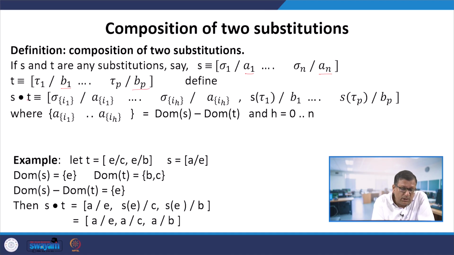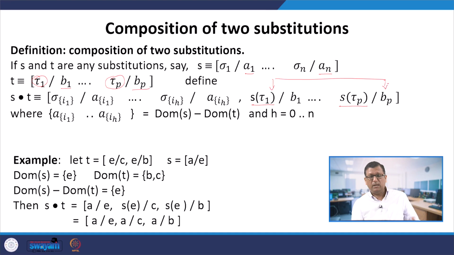So, we write S composition T as this. It may be difficult to read here, so we read it like this. We take the parts that are there in T. In this T expression, you apply the substitution S onto these things, tau 1, tau 2, tau P. So you get this part. There will be P such things, P variables, that means all the tau 1, tau 2, tau P, we have replaced with S of tau 1, S of tau 2 and S of tau P.